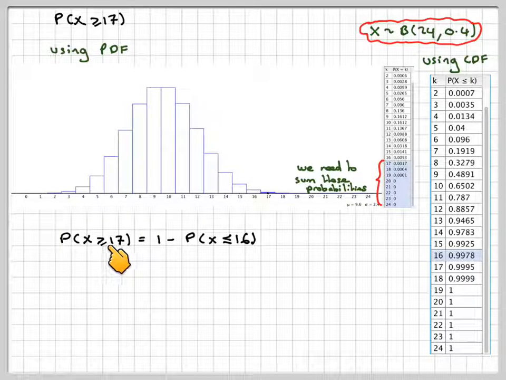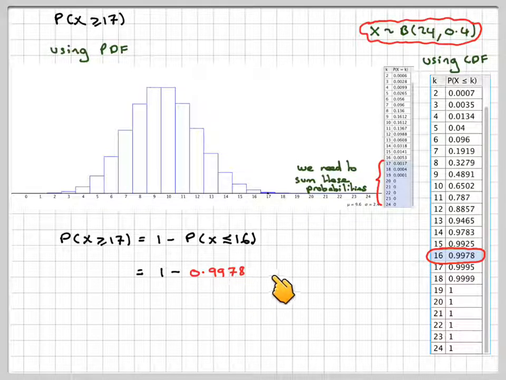So the probability X is greater than or equal to 17 will be 1 minus the probability X is less than or equal to 16. So that would be 1 minus 0.9978 from here, which gives me 0.0022. Not much of a chance, very, very small.